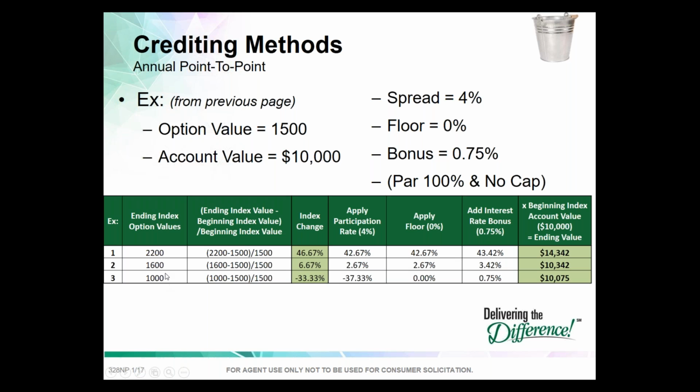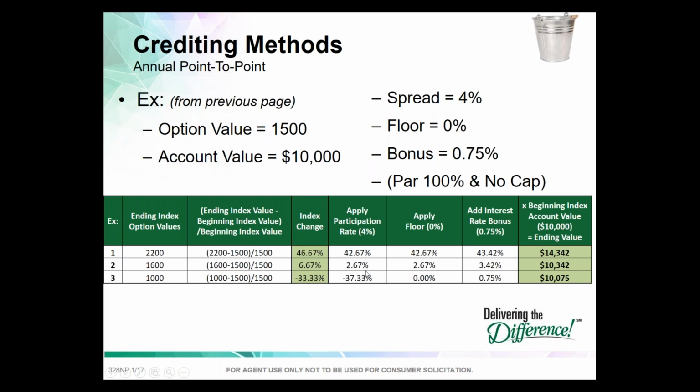Now we'll look at a lower example. Here the index goes up by just 6.67%. Apply the par rate, and we're down to 2.67. That's still above our floor rate, so the 2.67 is the amount that's credited, plus any interest rate bonus if applicable. And in the third example, when the index goes down, 33% negative return, the spread rate would actually bring us down to 37% negative return.